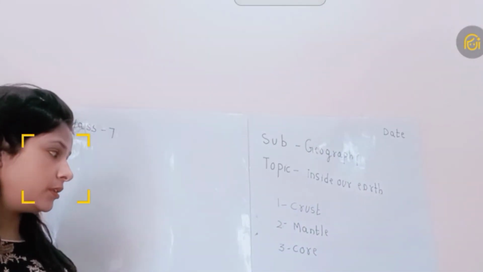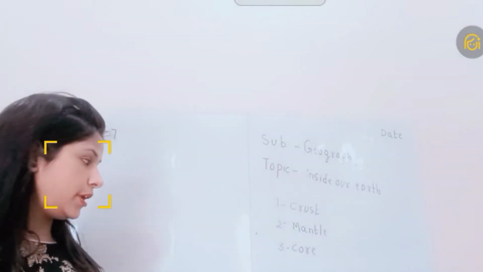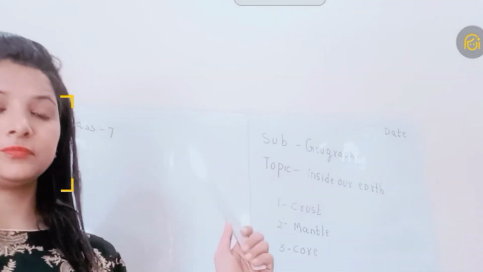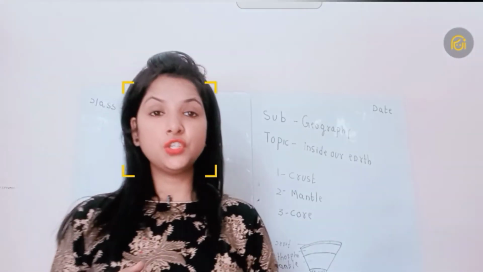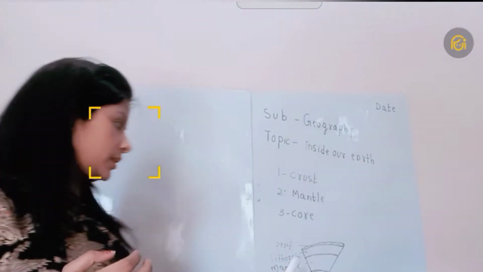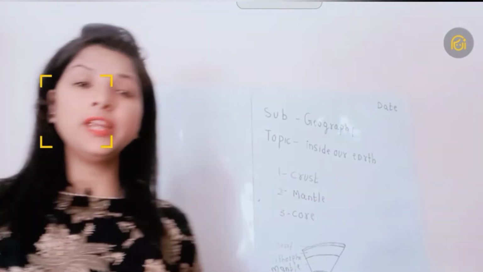just beneath the crust there is the mantle. Okay. So it extends up to 2,900 kilometers. Just beneath the mantle is the core. So it has a very high temperature in it, and it is made up of nickel plus iron. That is why it is also known as NIFE, N-I-F-E. Okay.